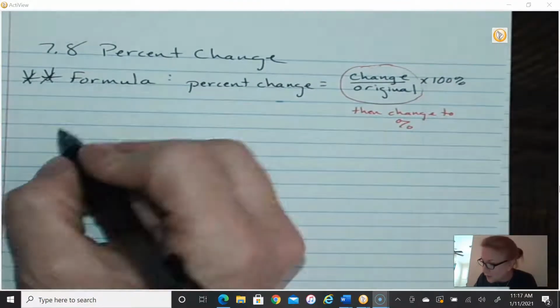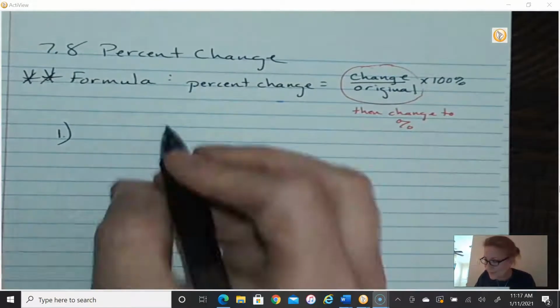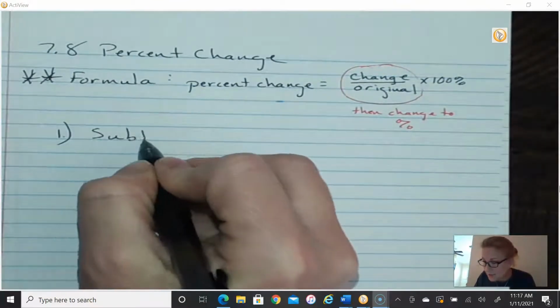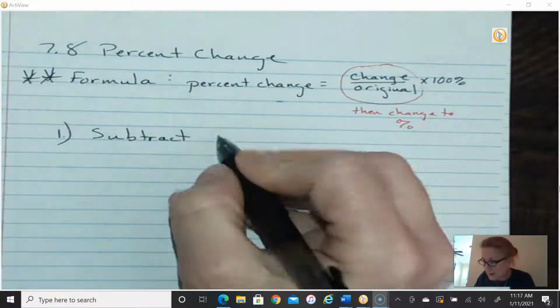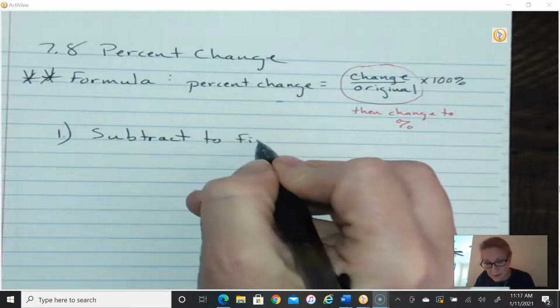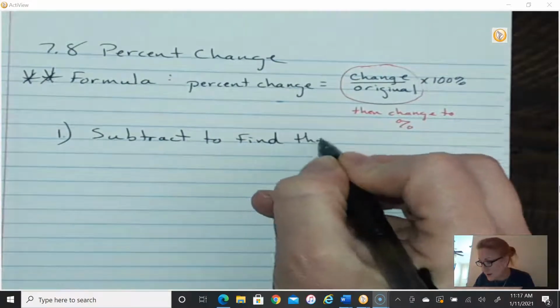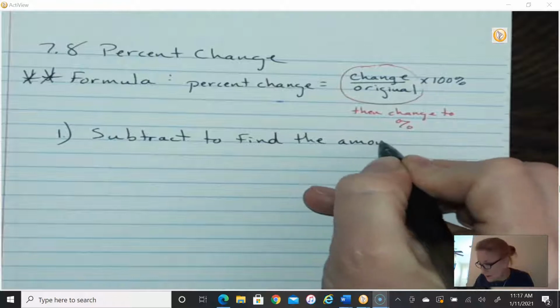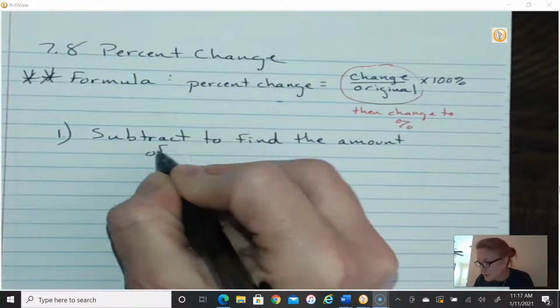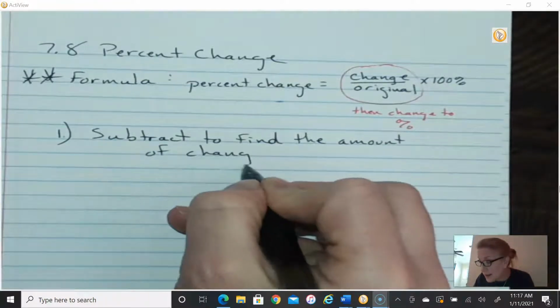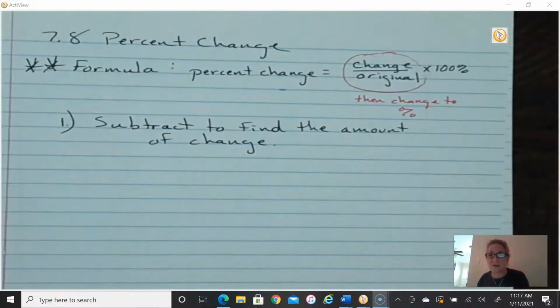All right, so step 1. You're going to subtract to find the amount of change. Now I'm going to give you the steps and then we're going to do a ton of examples which will bring it all home, okay? So you're going to subtract to find the amount of change. This is the very basics. When you get into Algebra 1, it's going to be way more detailed.